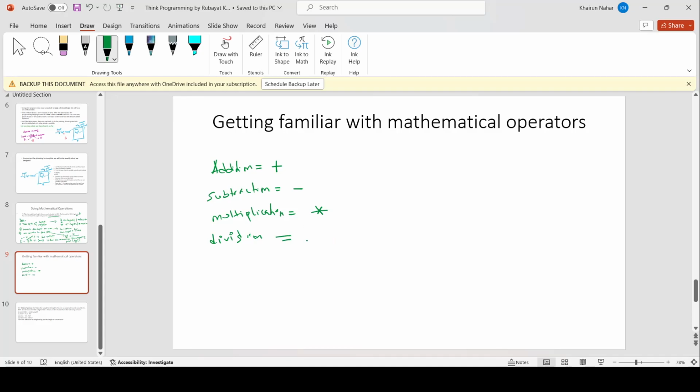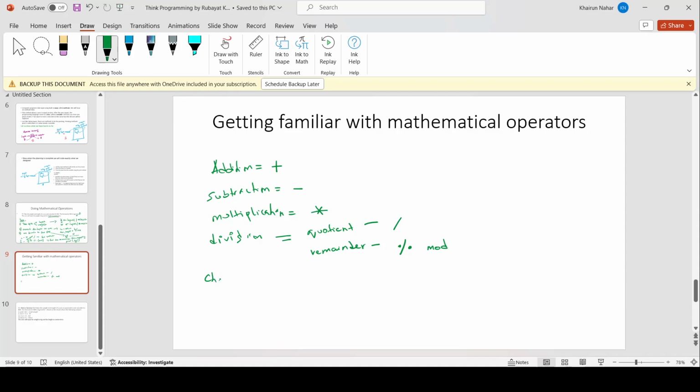so division is two-part. In order to find the quotient, we use the slash, and to find the remainder, we use the percentage sign, and in programming, we call it mod.